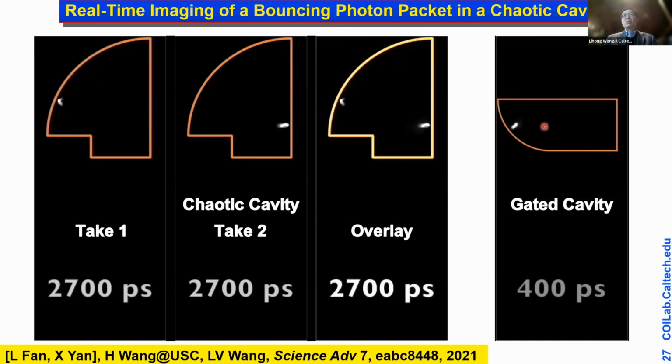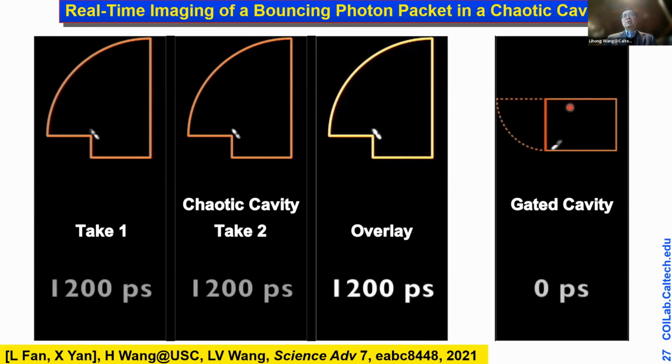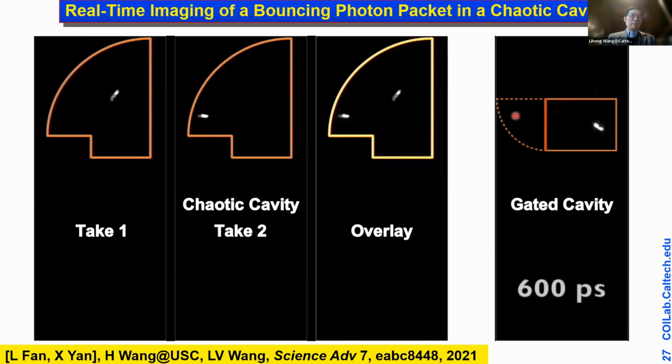And there's a Kerr gate, which is light speed. You can switch that gate on and off. You allow the light pulse to cross into the chaotic cavity.